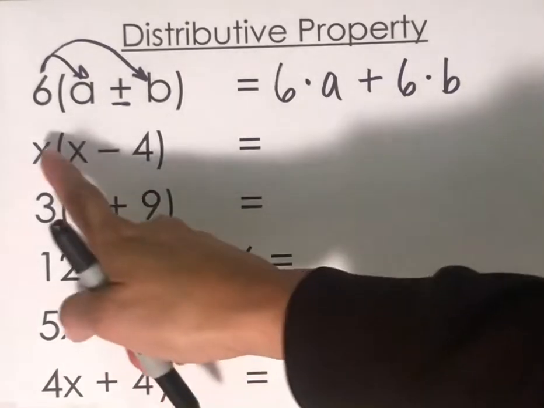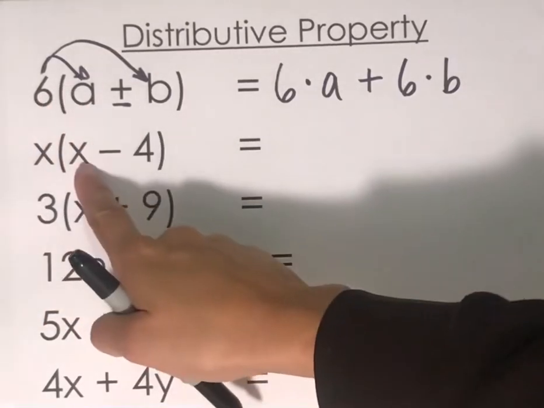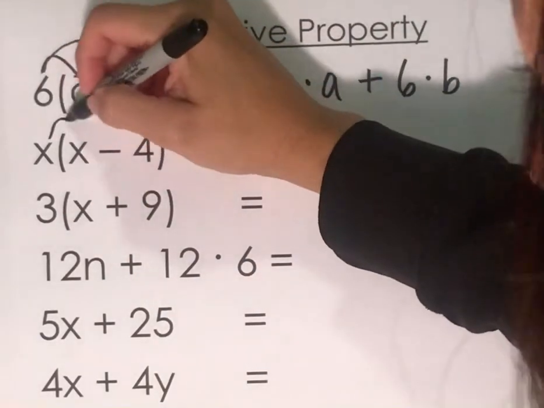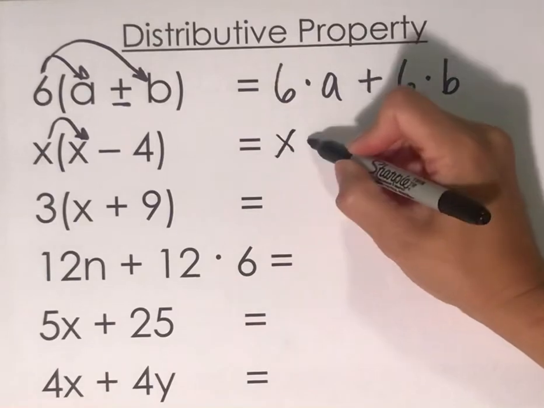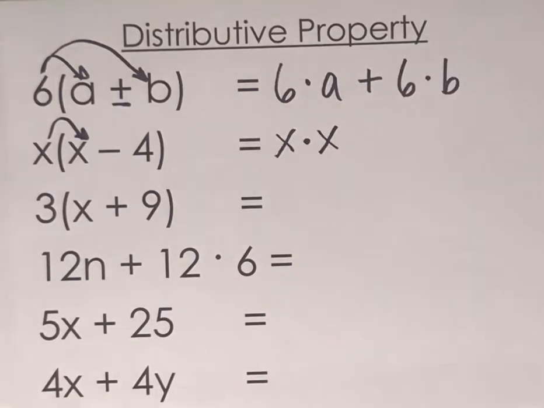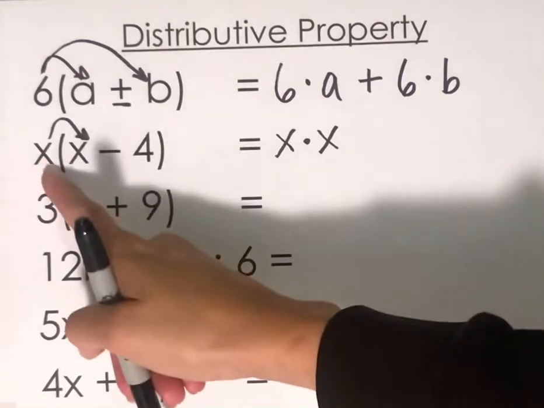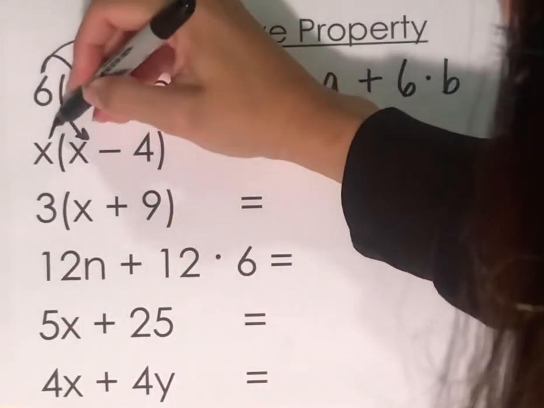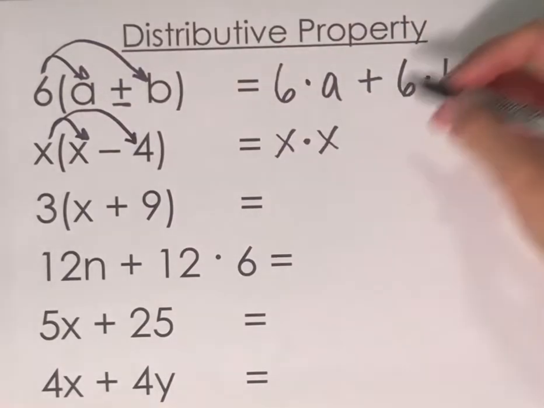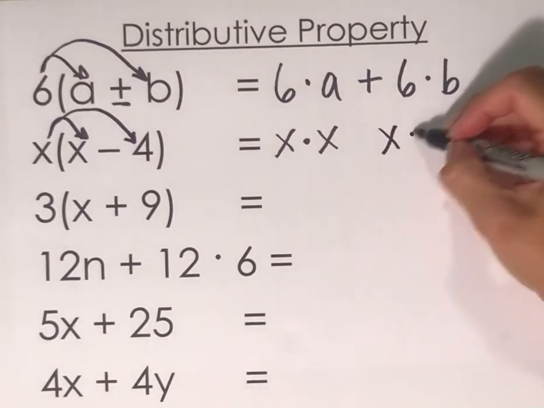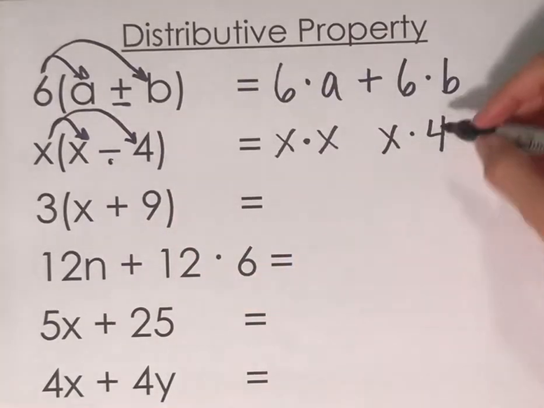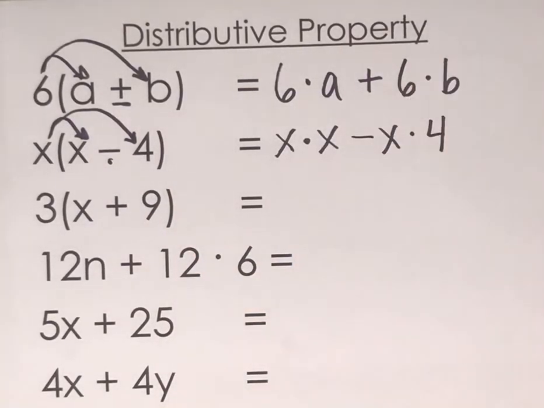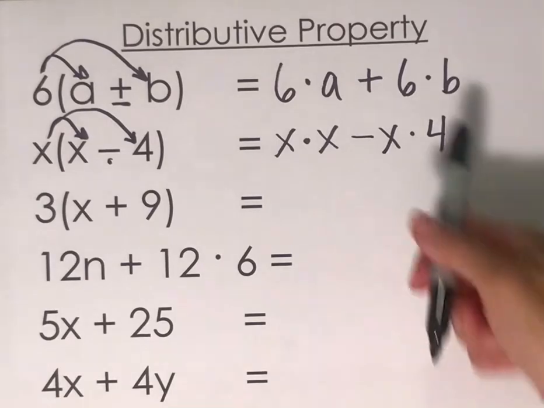So again, we're going to take that x and we're going to be multiplying that x now by x. So just like this, we're going to do x times x. Okay, just like that. That's what that looks like, all right? Next, we're going to then take the x and we're going to multiply that by the 4. Okay, so again, that would be x times 4. This time I have a subtraction sign, so I'm going to put subtraction between the two. So these two are equivalent.